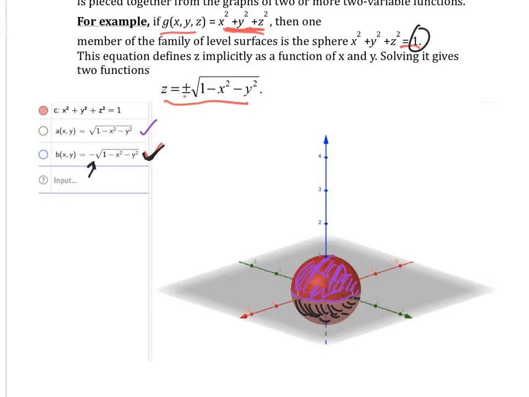Go ahead and solve for z, get it in terms of one variable, but then you get two situations, so you might get the top and the bottom of the sphere, or different shapes depending upon what it is. Okay, so that's another example that you needed to see.